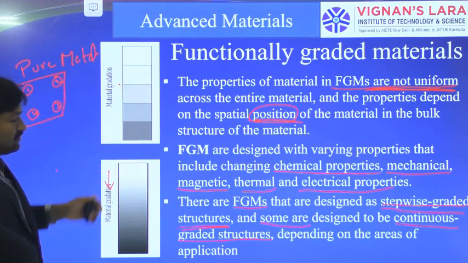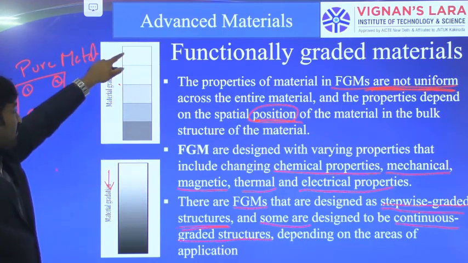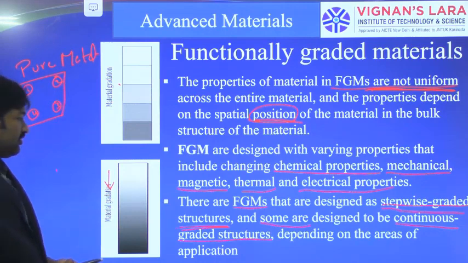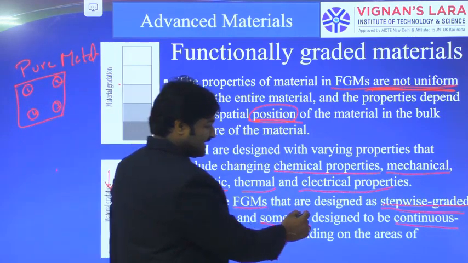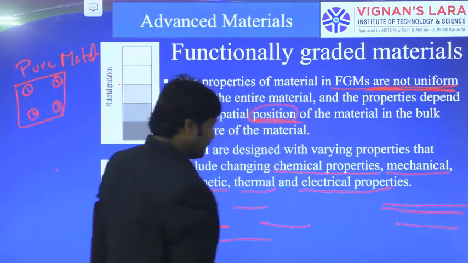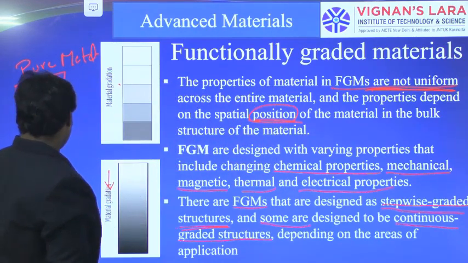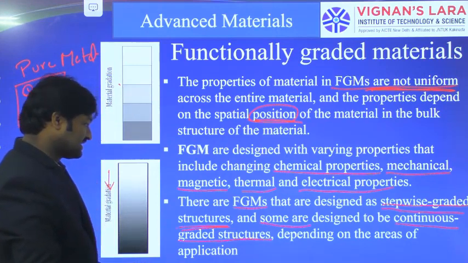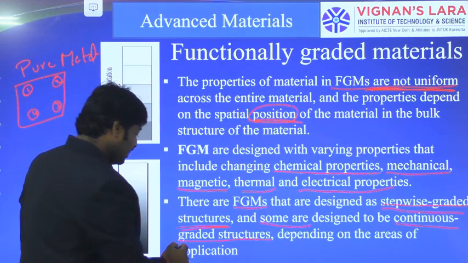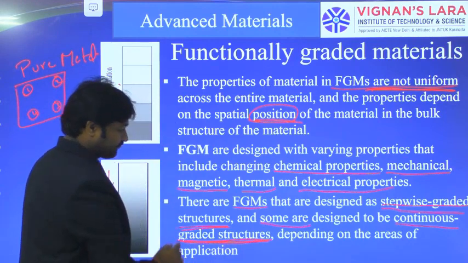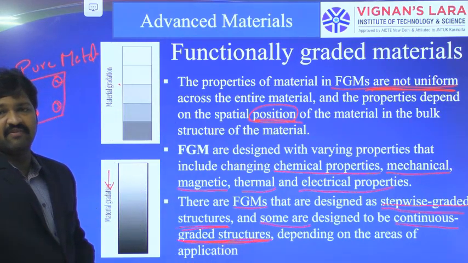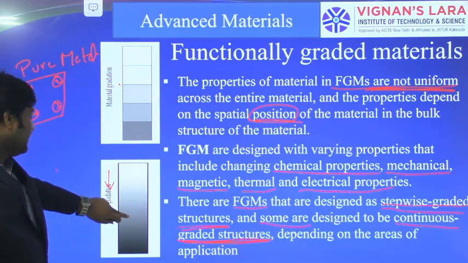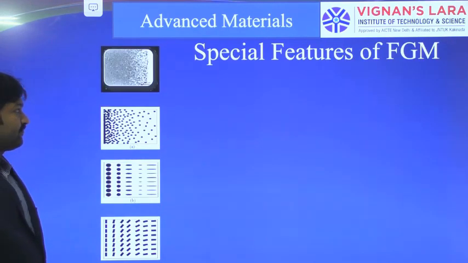So with respect to steps, the property is varying. Here it is continuously varying. So those functionally graded metals might be designed as a stepwise gradient structure, or some are designed as continuous gradient structures. It depends upon the area of application. Depending upon the application, it might be a stepwise or a continuous one.